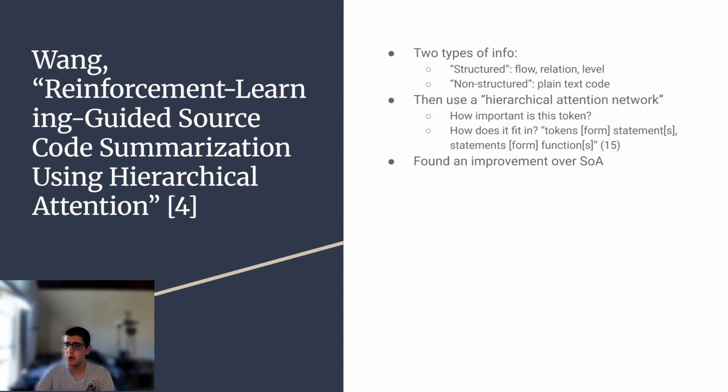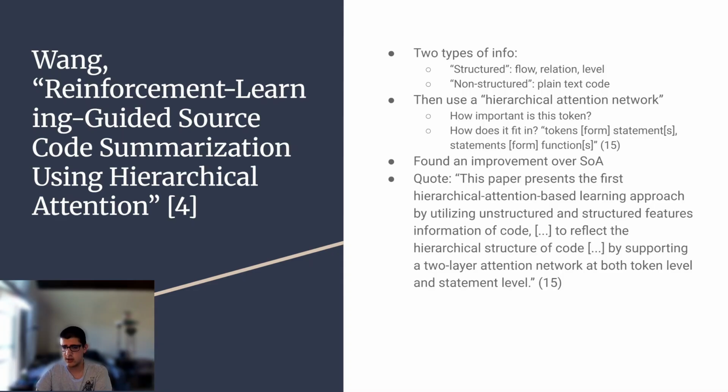They found that this approach is an improvement over the current state of the art, and a quote that summarizes their position: this paper presents the first hierarchical attention-based learning approach by utilizing unstructured and structured features of code to reflect the hierarchical structure of code by supporting a two-layer attention network at both token level and statement level. Noticing the hierarchy and using that to determine how important is a specific token for the comment.